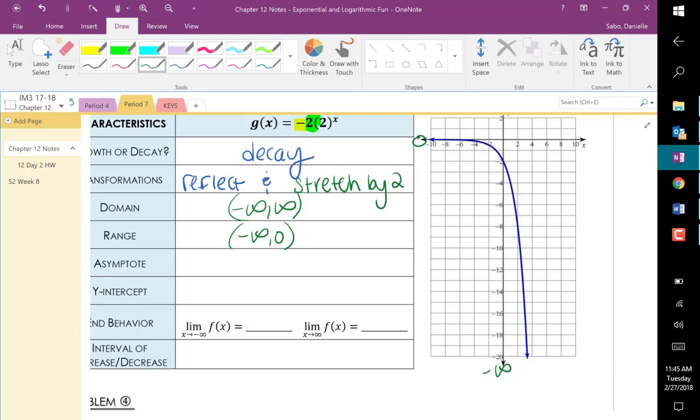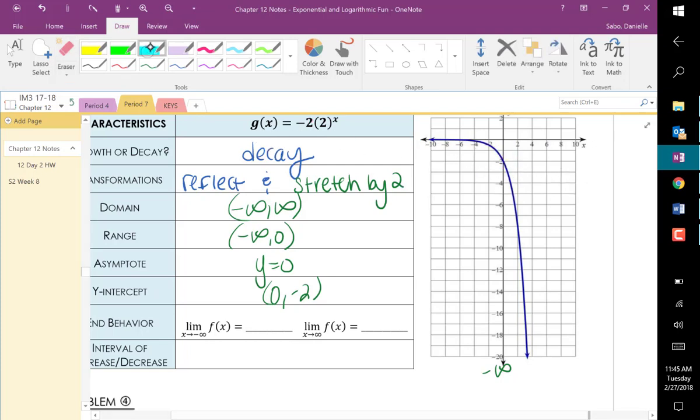All right. Now, where's my asymptote? It's at 0. Make sure you put that y equals, it's important. Your intercept: where's it crossing the y? 0, negative 2. Very good. There are 3 ways you could have done that. You could have plugged it in, you could have looked at that negative 2, or you could have looked at that point on the graph. Either one works.